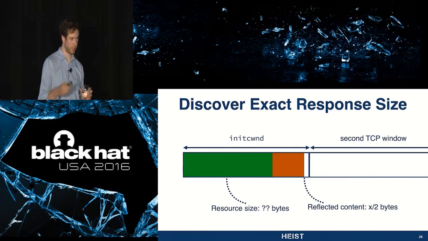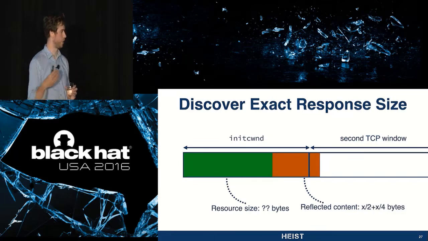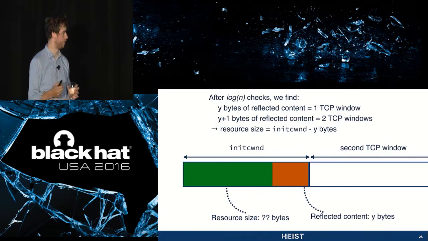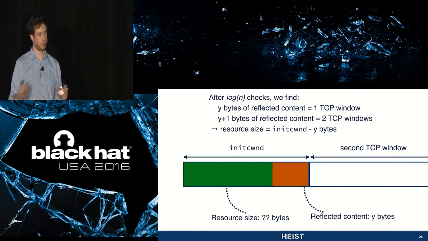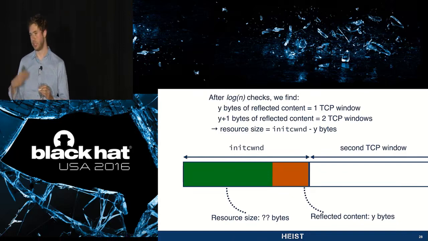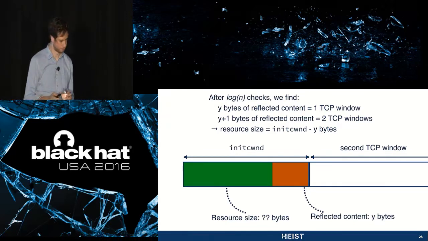So then he will have to increase the number of bytes that are reflected. So he increases it by x over 4. And basically he keeps on doing this. So after log n steps, he can find the tipping point. So the tipping point here is y bytes. It basically means the number of bytes that are required to completely fill up the initial TCP window. So if he would add a single byte extra, it would take up 2 TCP windows.